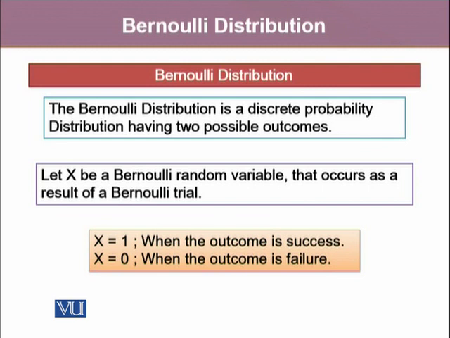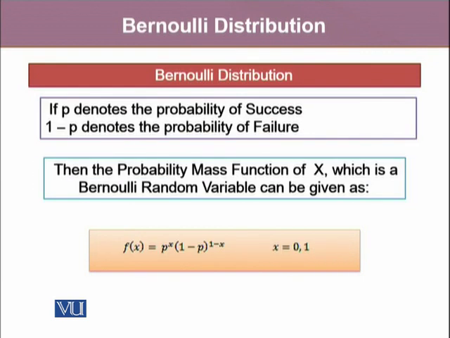Let X be a random variable that follows the Bernoulli distribution that occurs as a result of a Bernoulli trial. X can take two possible values. It could be 1 or 0. It will take X equals 1 when the outcome is success, or 0 when the outcome is failure. So if P denotes the probability of success, then 1 minus P will denote the probability of a failure in any Bernoulli trial.